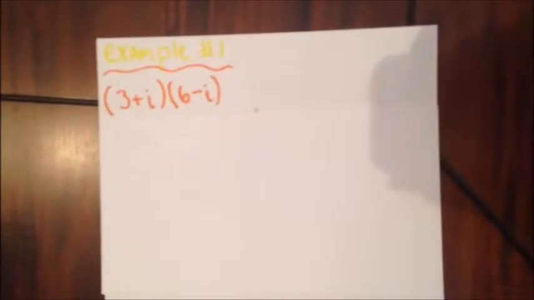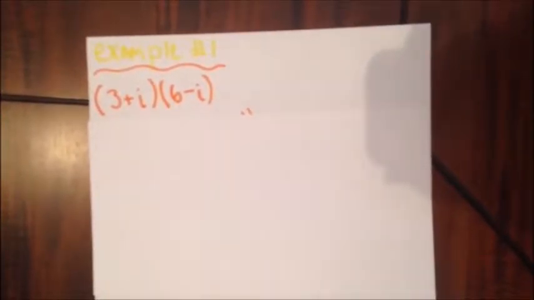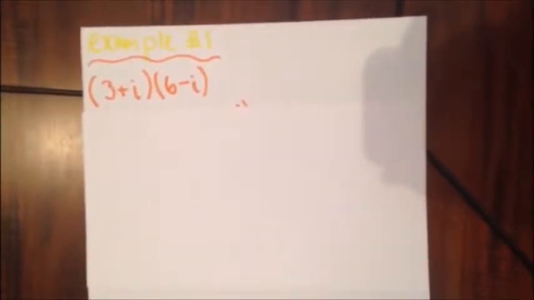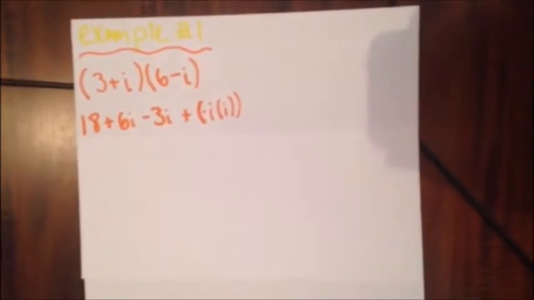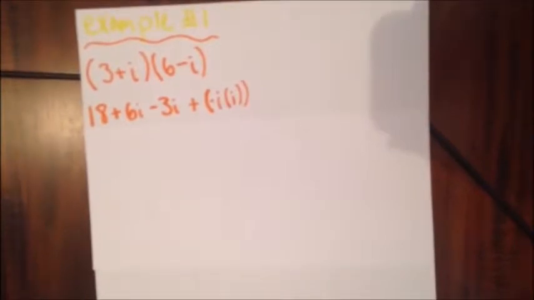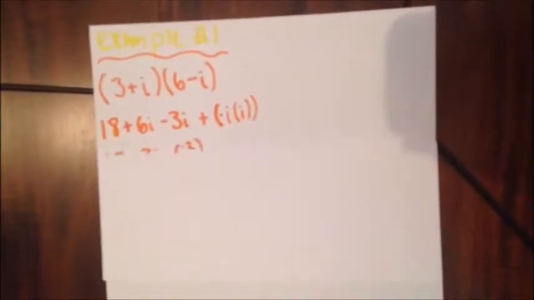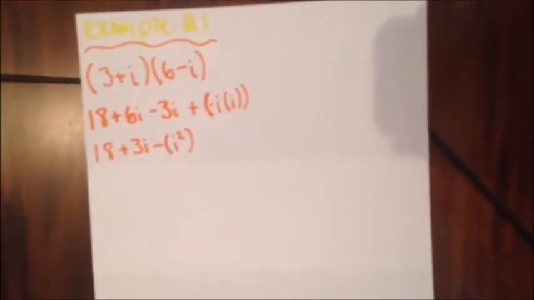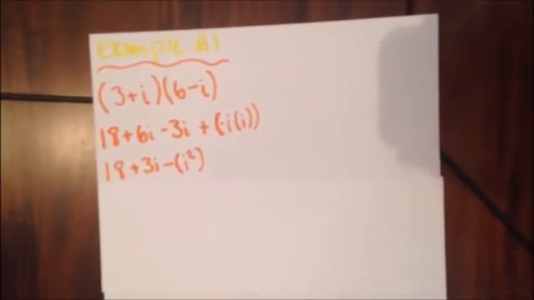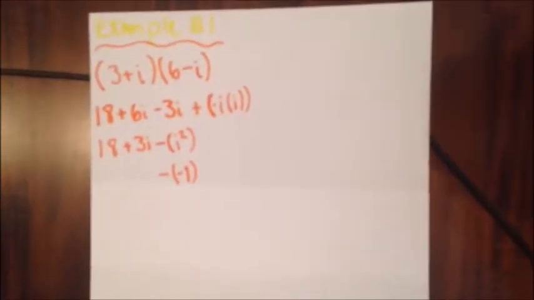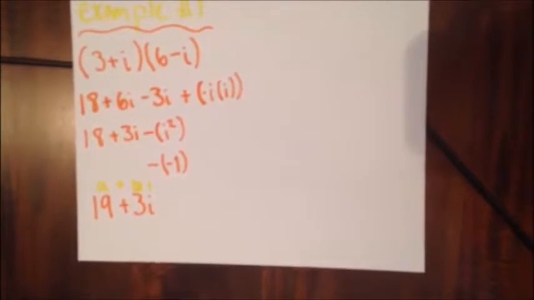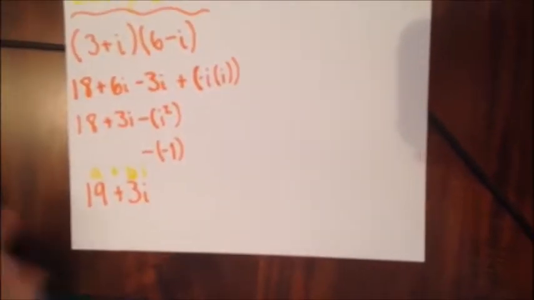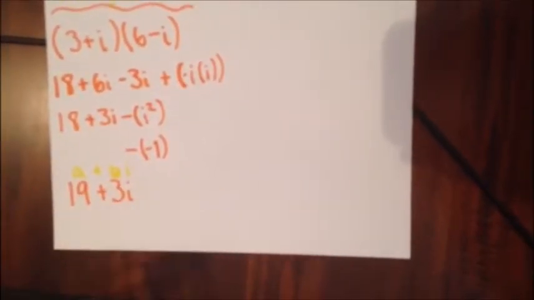Example 1. Here we have 3 plus i times 6 minus i. Now we're going to FOIL it, ending up with 18 plus 6i minus 3i plus negative i times negative i. If we simplify that down more, we have 18 plus 3i minus i squared. i squared is equal to negative 1, so now we have 18 plus 3i minus negative 1. Our final product is 19 plus 3i, which has the a, the b, and the i, just as in complex form.